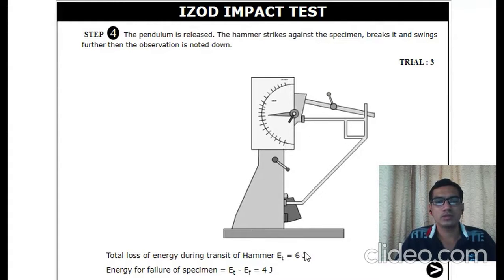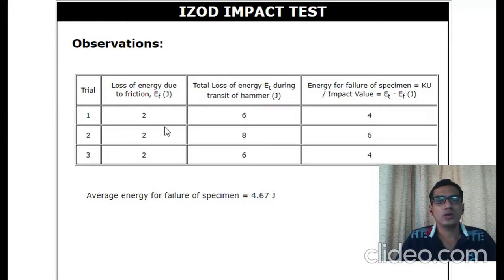The observations are: the loss of energy due to friction is 2 joule. The loss of energy due to the transit of the hammer is 6 joule. Therefore, the energy for failure of the sample is 4 joule. So these are the observations for the three trials. For trial number 1, the energy for failure of the specimen is 4 joule. For trial number 2, it is 6 joule. And for trial number 3, it is 4 joule.